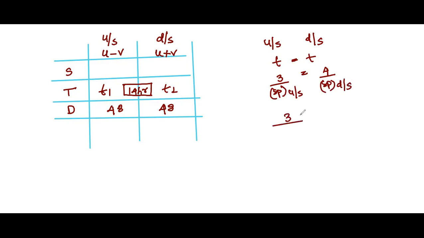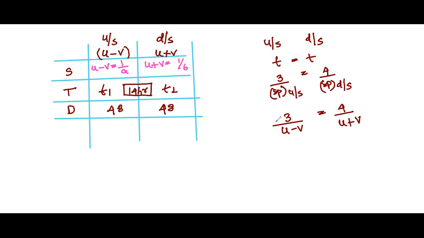So what is the speed in the upstream side? The speed in the upstream side will simply be u minus v, which should be equal to 4 divided by the speed in the downstream side, which is u plus v. For the simplification, we need to do it like this. Okay, u minus v can be written as 1 by a, and u plus v can be written as 1 by b. Use this one.